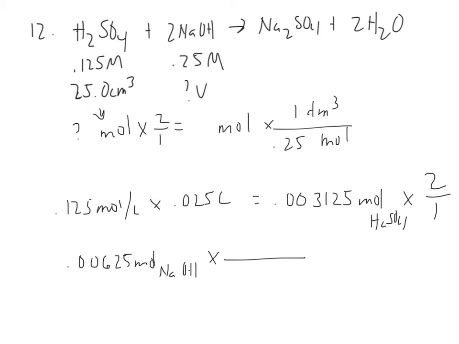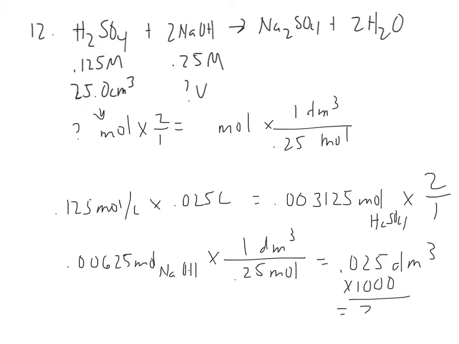So to change that back, I have to take the 1 decimeter cubed that contains 0.25 moles. That's what that molarity means. So when I divide by the 0.25, I get 0.025, and remember, this is decimeters cubed, and the answers are given in centimeters cubed, so when I multiply by 1,000, this is also 25 centimeters cubed. So the correct answer would be A.